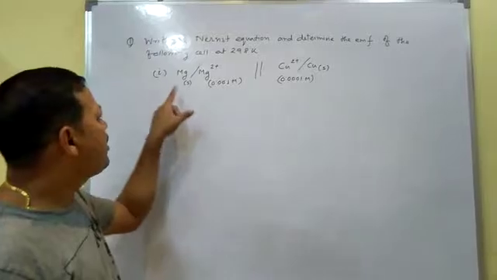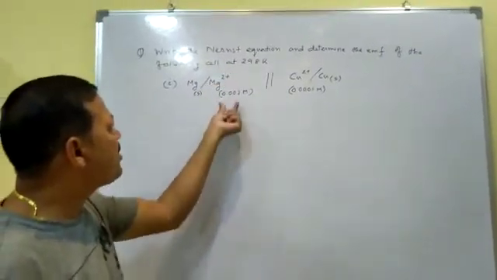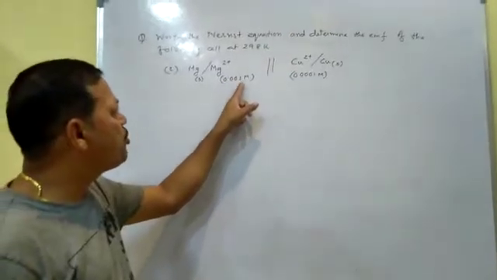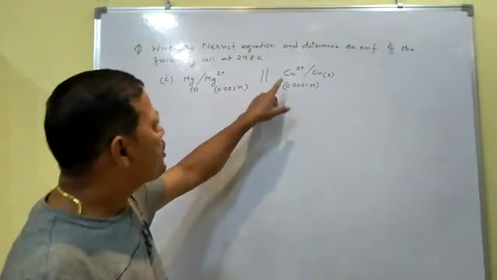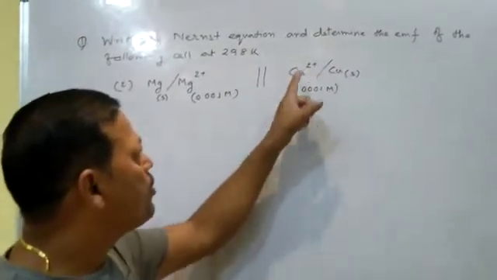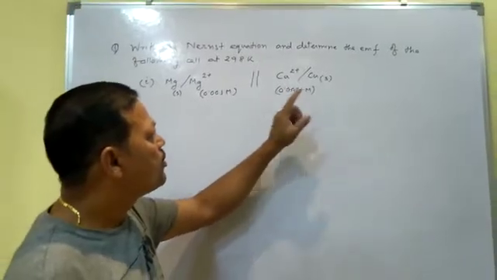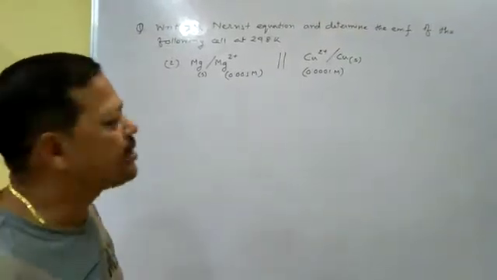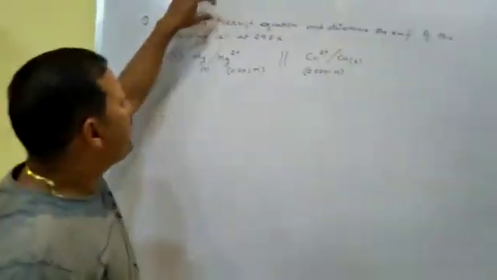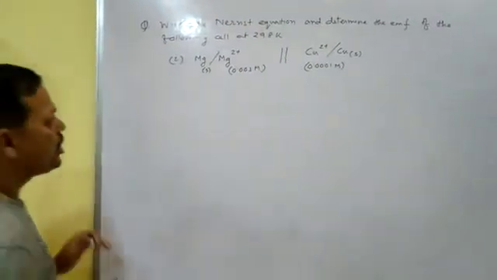A cell is given: magnesium solid is converted to magnesium 2 plus, with the magnesium 2 plus ion concentration given as 0.001 molar; copper 2 plus is converted to copper, with the copper 2 plus ion concentration given as 0.0001 molar. Now you have to find the EMF of the cell, the cell potential. Before that, you have to write the Nernst equation for this cell, and to write it, you do like this.